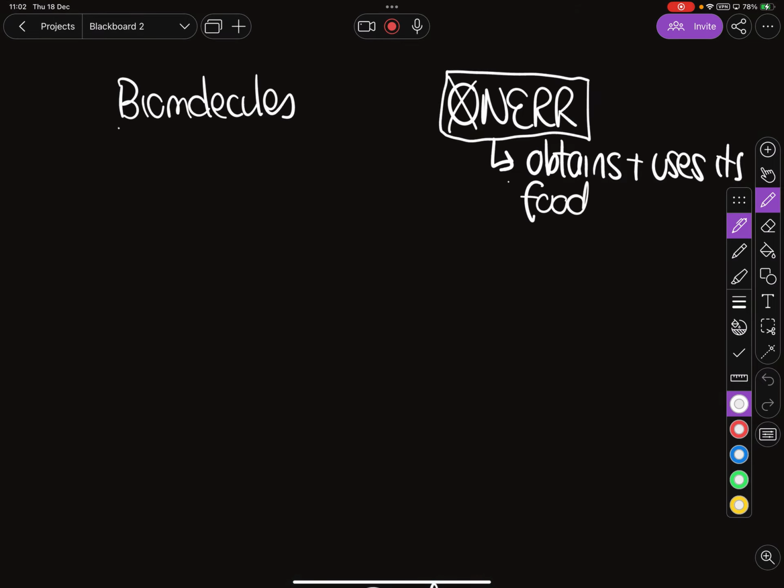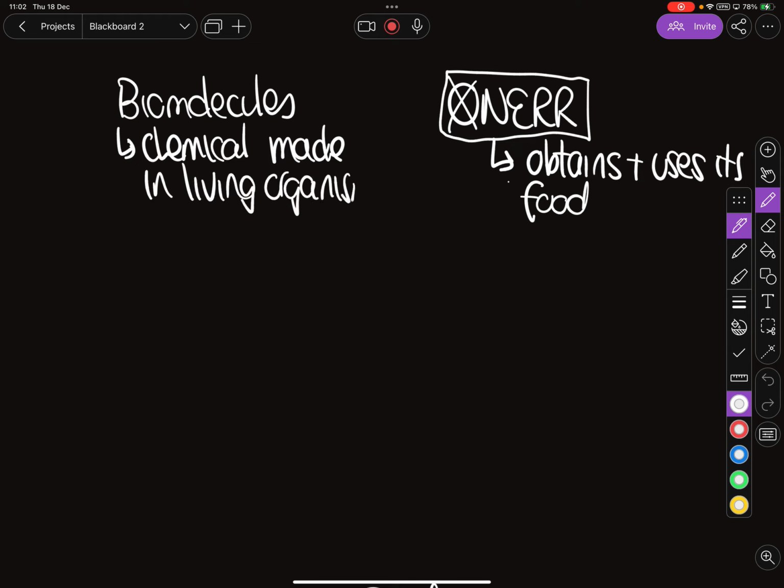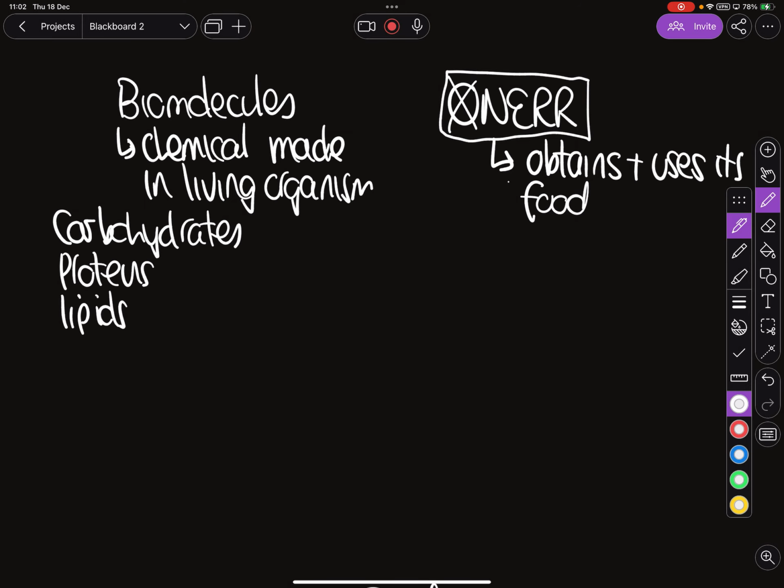We've also covered biomolecule, and this is a chemical that's made in a living thing, a living organism. We have some biomolecules that we've done in junior cycle, so you should be aware of carbohydrates, proteins, and lipids. We, in our organization topic, did nucleic acids, so these are DNA and RNA, so there's a whole load of things that should be going through your head.